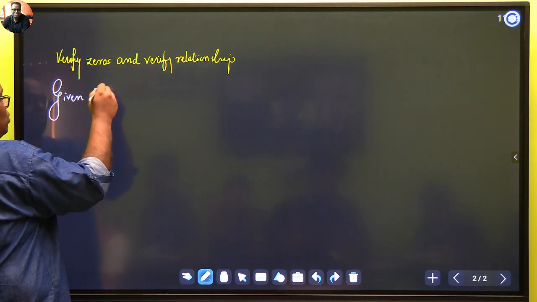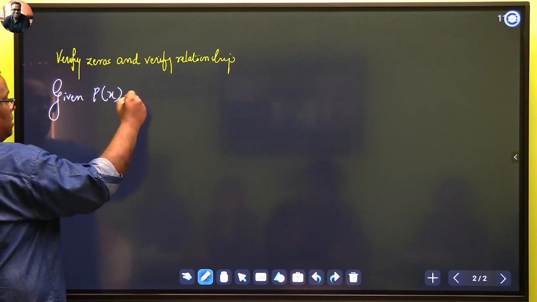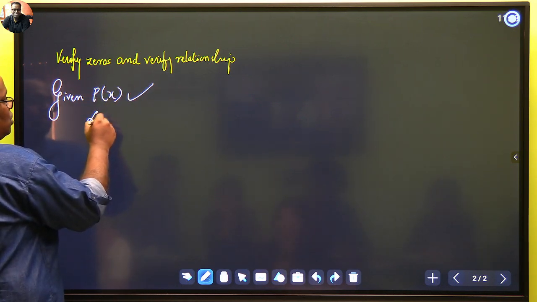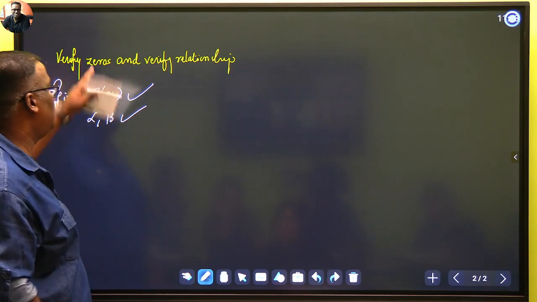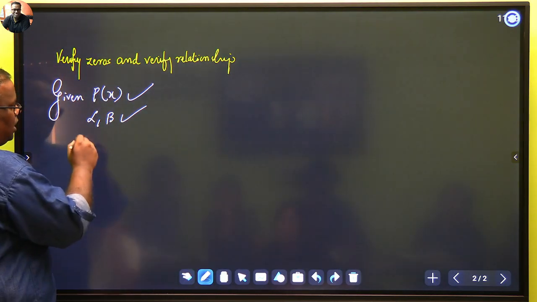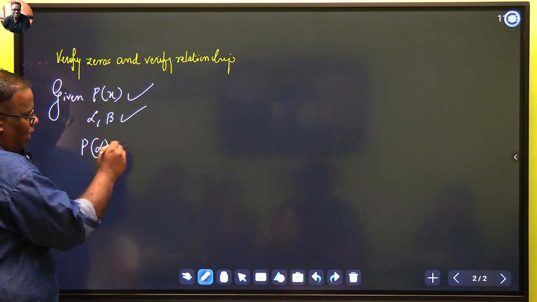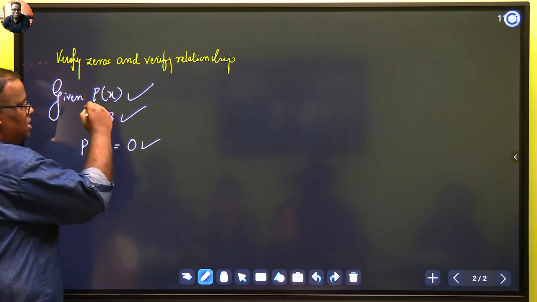They will give you what the polynomial is, ये भी दिया रहेगा, and they will also give you the values of alpha and beta. They're saying verify zeros. So what should be done? First you do P of alpha and you show that it is 0. That means this is a 0.